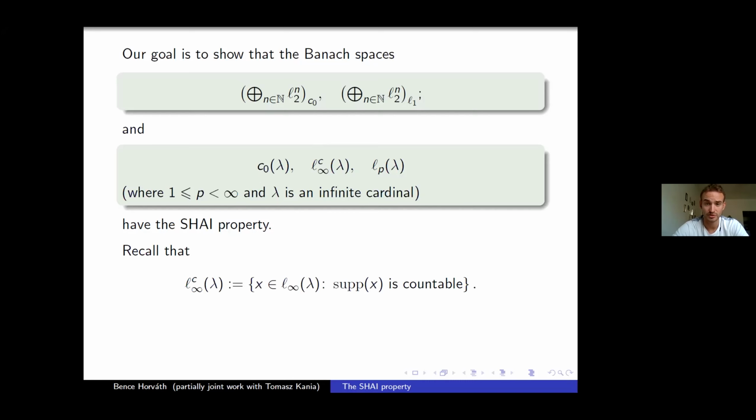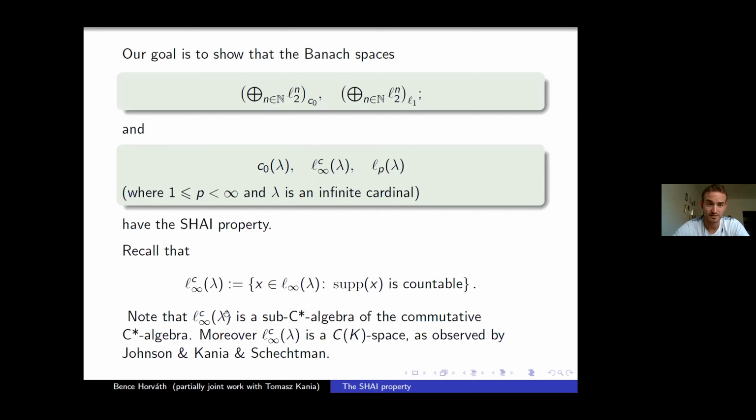Let me just remind you that this Banach space is defined to be that subspace of L infinity of lambda, where lambda is some infinite cardinal number, consisting of the elements that have countable support. Not only is this a closed subspace of L infinity lambda, but it's actually a sub C-star algebra of the commutative C-star algebra L infinity lambda. And I think it was first shown by Bill and Tomasz and Gideon that this can be realized as a CK space.